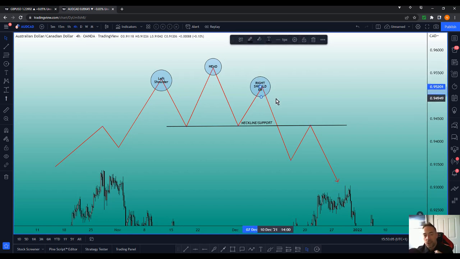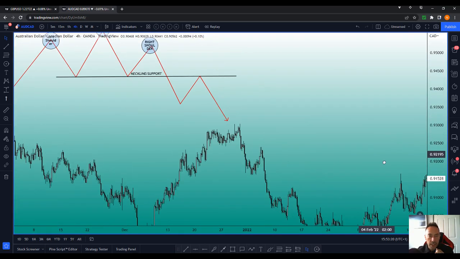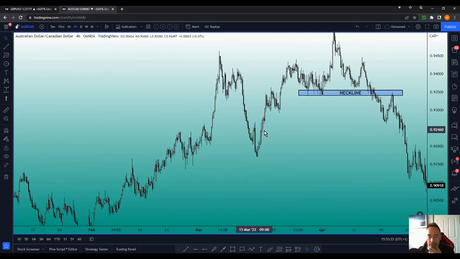And the technical way to trade it is wait for the impulsive break below the neckline and close below the neckline. Look for that retest and look for that rejection here. So what have we got here? Aussie CAD. I found something here.